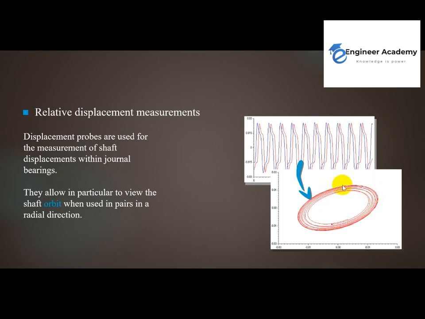We can use these techniques for detecting many defects, and this orbit analysis technique has many benefits, especially when we talk about journal bearing or oil film bearing. You can use only this orbit as a good indication of defects like unbalance and misalignment. Many kinds of things we can detect using this orbit. We can also learn about this in the course.